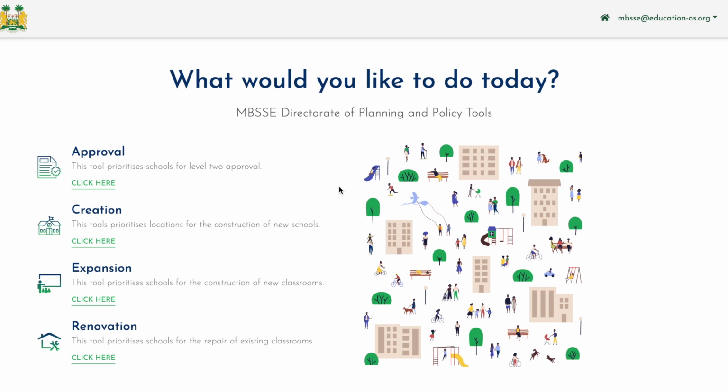What would you like to do today? Fab Inc. has created 4 tools to help you choose where to build schools, where to build extra classrooms, where to repair existing classrooms, and which schools to prioritise for financial support, Level 2 approval.